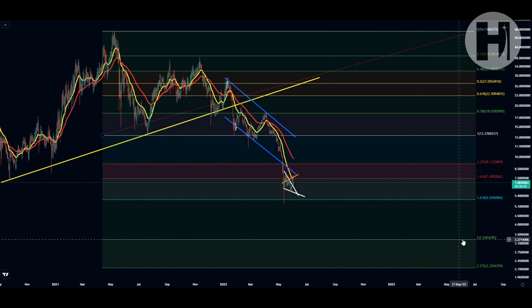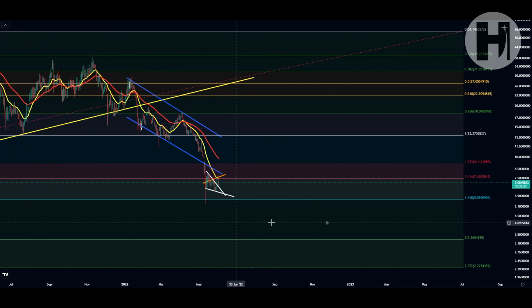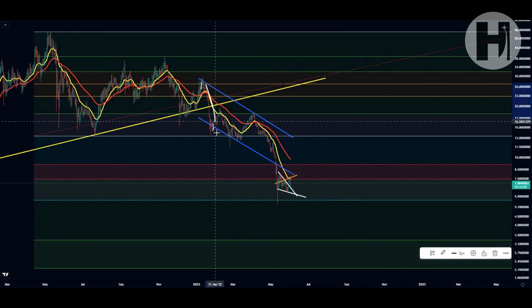Now, below that, you have the second fib level here at $3.26. I do not think we're going to be going that low unless Bitcoin gets absolutely destroyed. And as you can see, we were in this blue channel over here. As you can see, we were in this channel here.